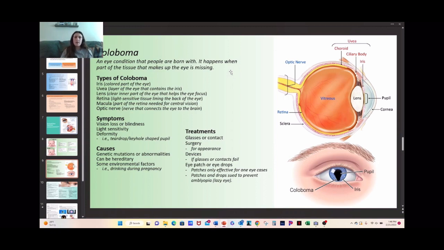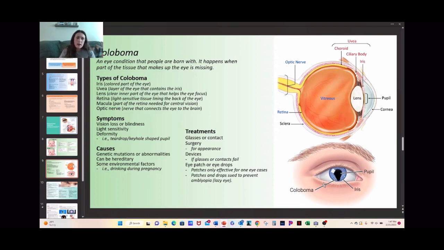Coloboma is an eye condition that people are born with, and it is when a part of the tissue that makes up the eye is missing. There are several different types of coloboma, and symptoms vary depending on the type, but can include vision loss or blindness, light sensitivity, and deformity. For an example of deformity, if you look here at this eye, you'll notice that the pupil looks kind of like a keyhole shape. That would be an example of iris coloboma.